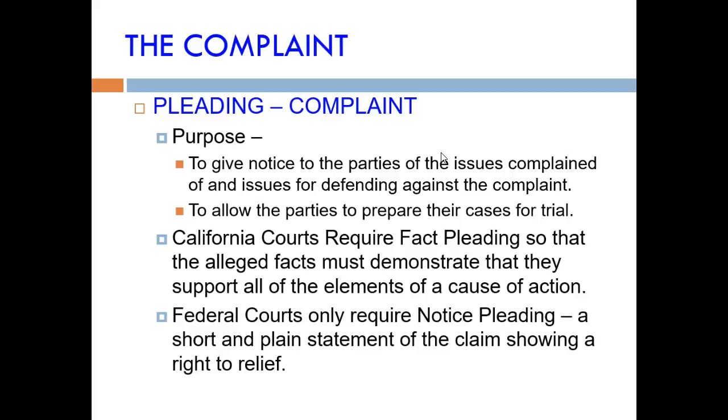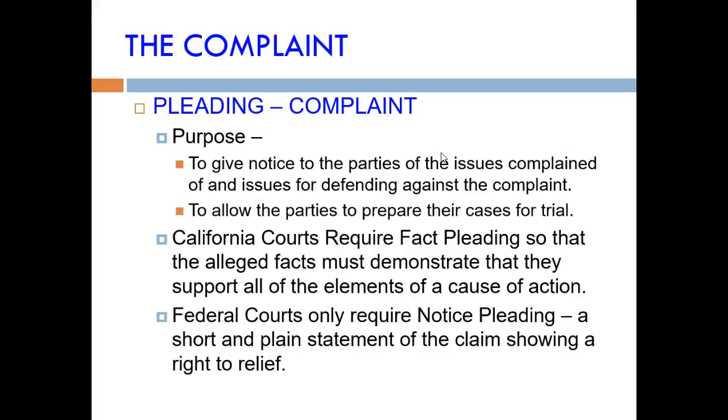All right, so it gives notice to the parties, and this is a pleading like a complaint. It gives notice to the parties of the issues that are complained of and the issues for defending against the complaint, both. So when we have a pleading, it's both a complaint and the answer by the defendant that are considered pleadings because both of them are asking for certain relief from the court, even if the relief is simply to say that the person isn't owed any money at all.